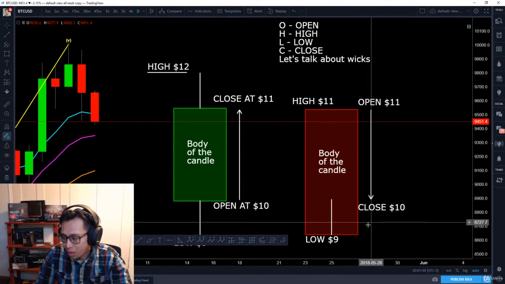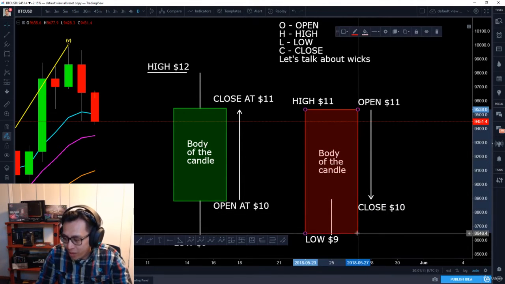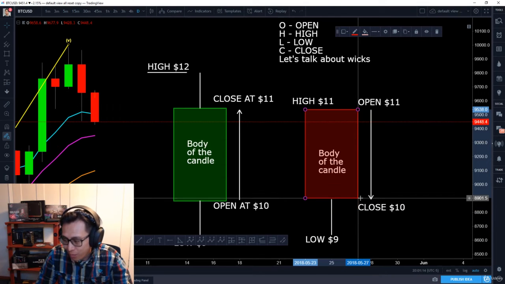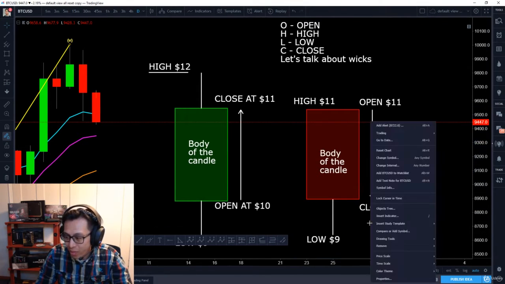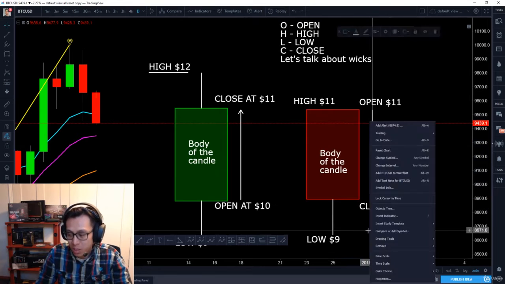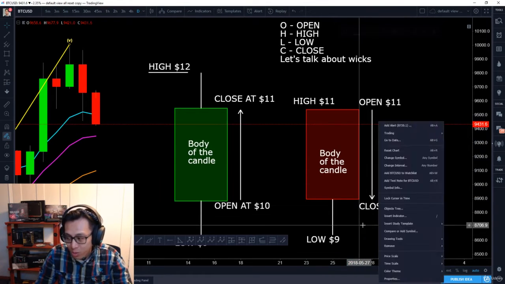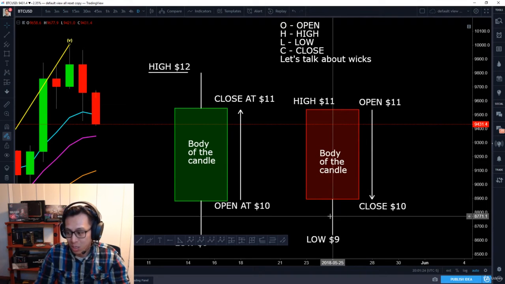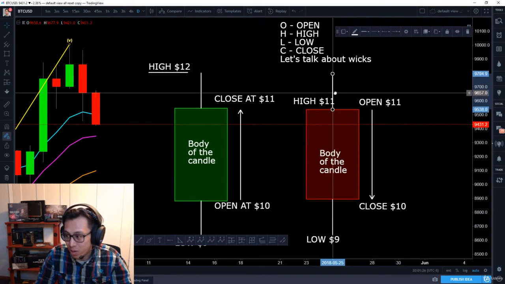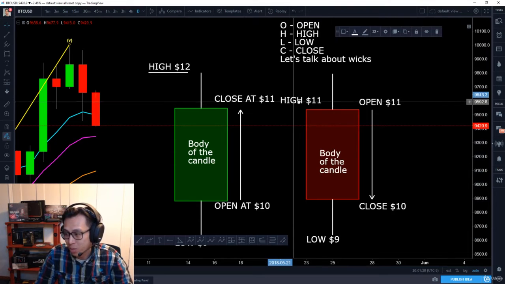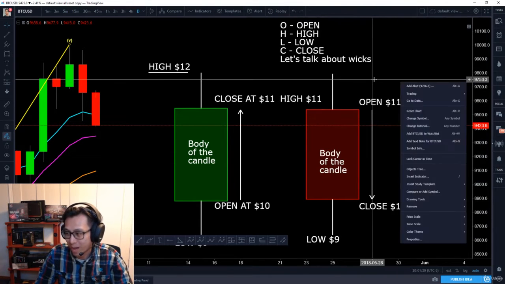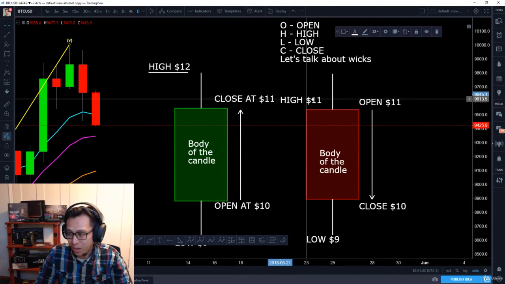So right here, the bulls have defended and pushed it back up, and then we see the wick. So the low was now $9, and the close was $10. Let's also add another scenario like this, okay? We'll add this one right up there, just as an example. We have a wick. So what would this possibly mean?